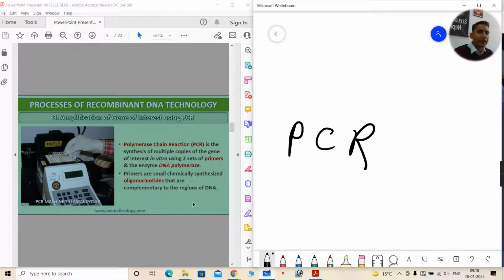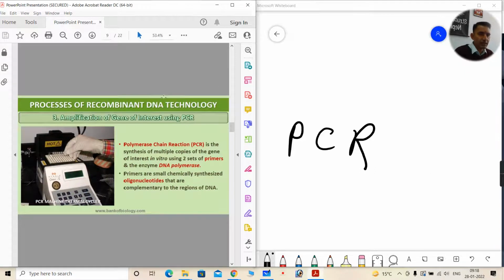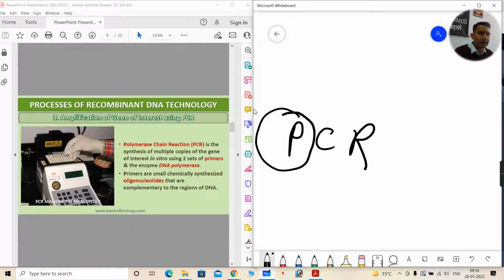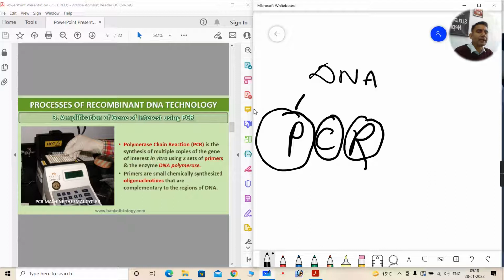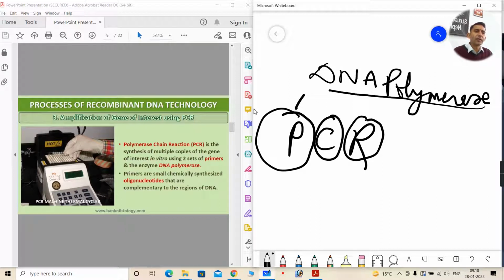PCR. PCR stands for polymerase chain reaction. Polymerase is what? DNA polymerase enzyme, which is used in the replication of DNA. Almost this thing we have studied in chapter number 6 in detail. And chain means again and again we are amplifying the same copy of the DNA.